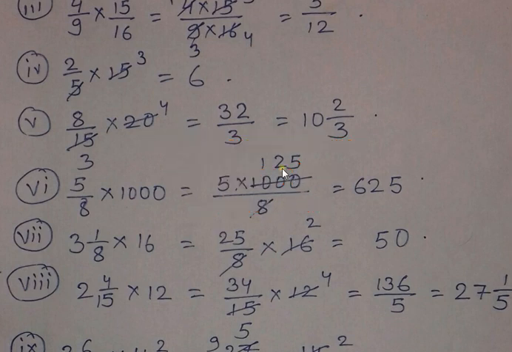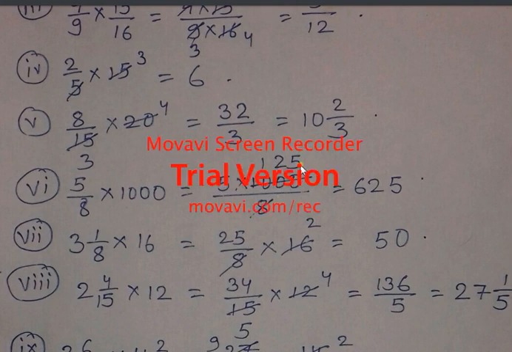So now we have divided 1000 by 8. See, 8 ones are 8, 2 and 0 left. So 20, it will become 8 twos are 16, and 4 and 0 will be left. So 8 fives are 40. So it becomes 125. Now 125 into 5, it becomes 625.